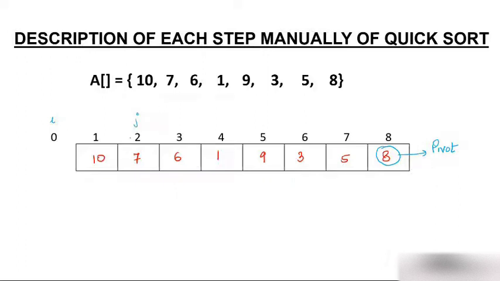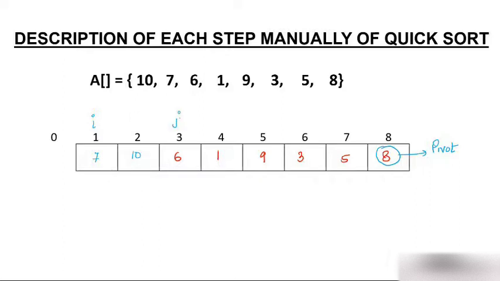Okay, need not worry, I'll explain again. Again, I'll compare this element 7 with the pivot element. Since this element is now less than pivot, I'll increment I. I will come to the first position and I'll swap I and J. So what will happen? 7 will come over here and 10 will come over here. Fine. Again, I'll increment J.